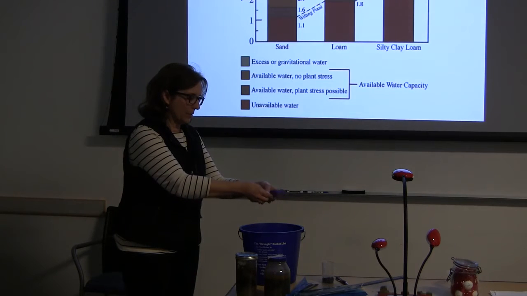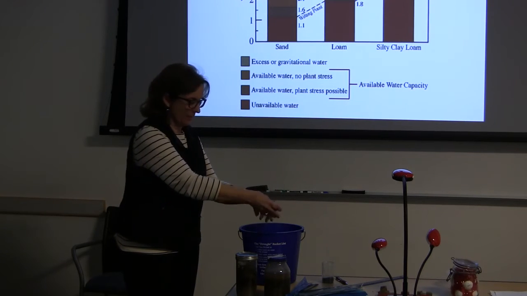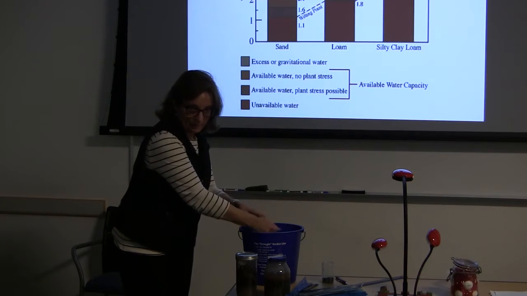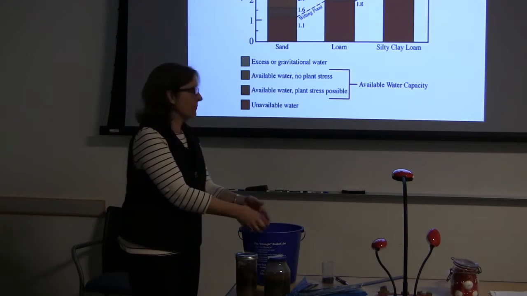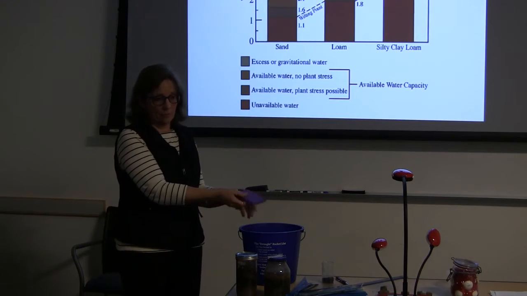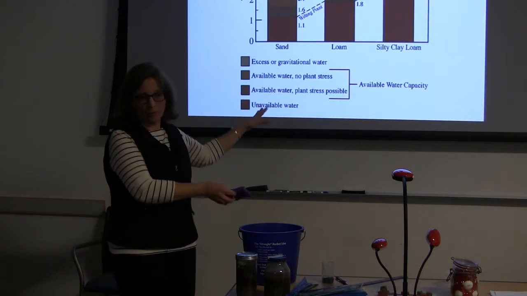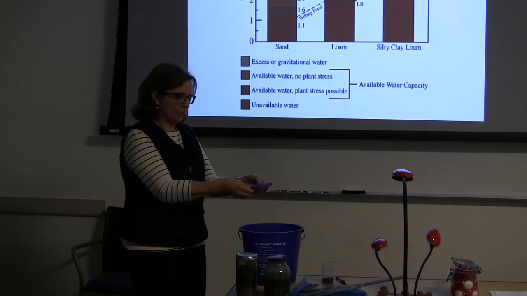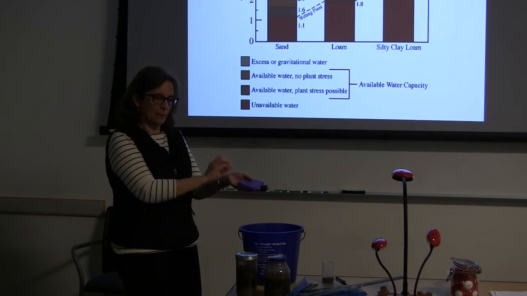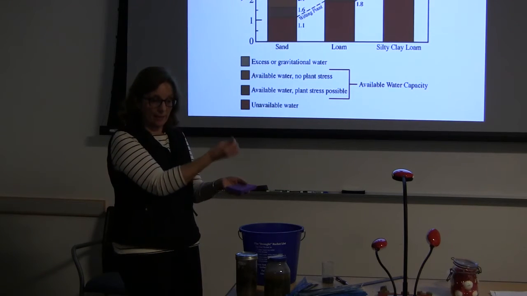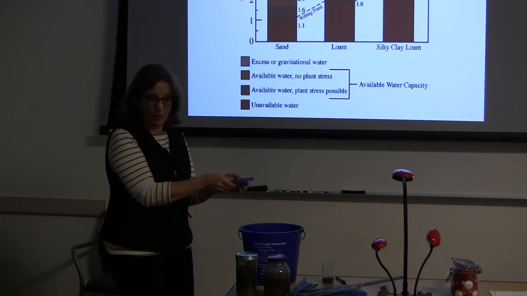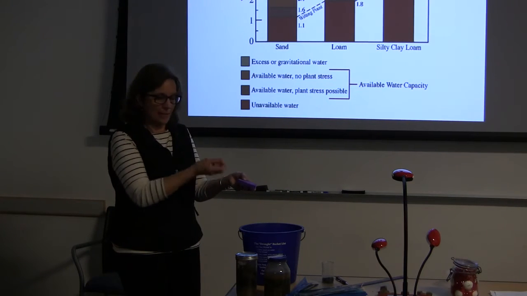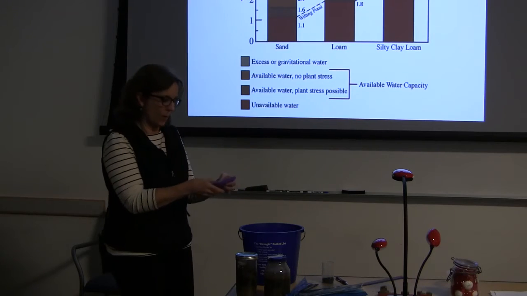So I'll go along and use water and use water until I can't use it anymore, or it's getting harder and harder to get that water out of there. I've got to really exert some effort. Well, if I have to exert that much effort as a plant root, I am definitely at the wilting point. I can't do that. It's just too much of a force that the water's held to those soil particles, and my plant root does not have the ability or the energy to get that water away.